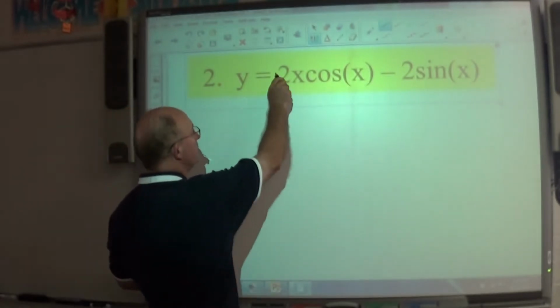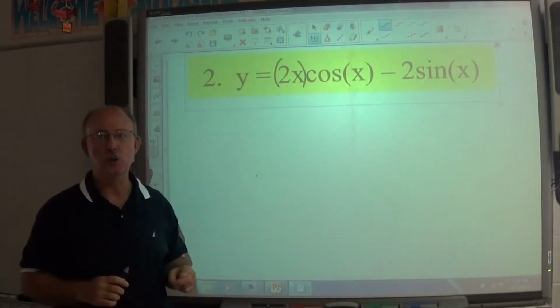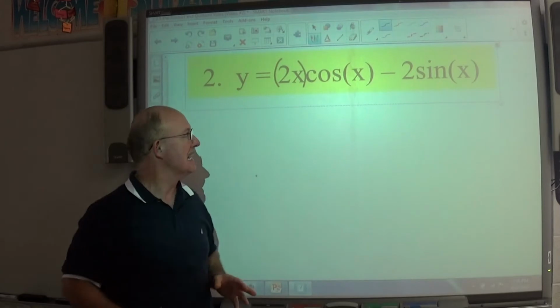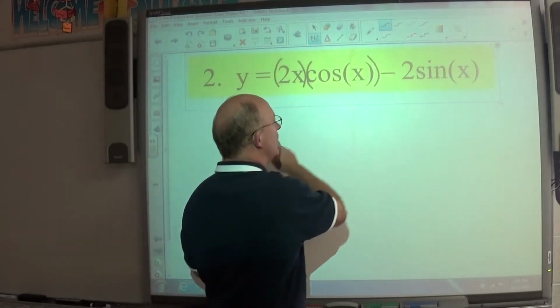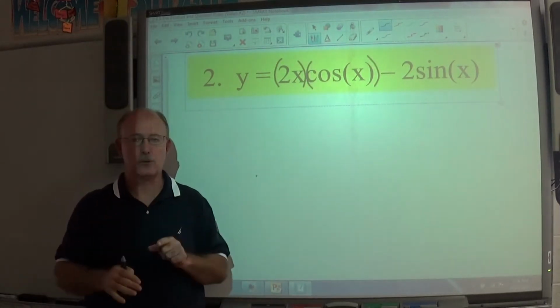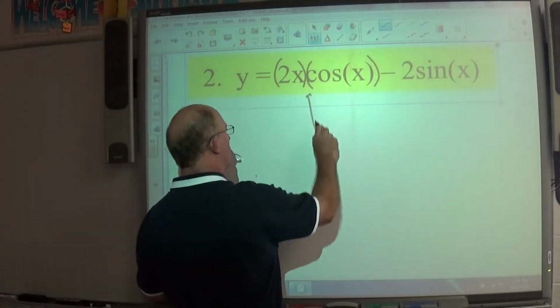You have to recognize that this first term here is a product. You've got 2x, so I'm going to put parentheses around the 2x. That's a linear function times cosine x, and cosine x is a trig function. Now this right here is a product.